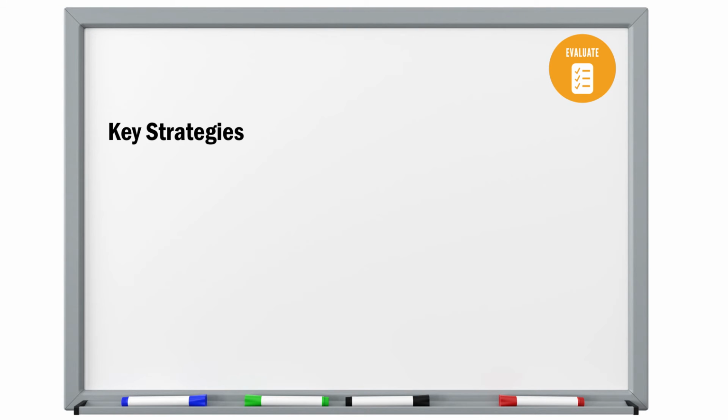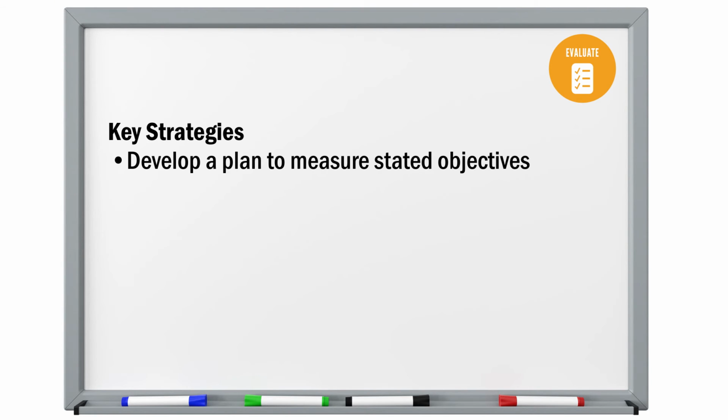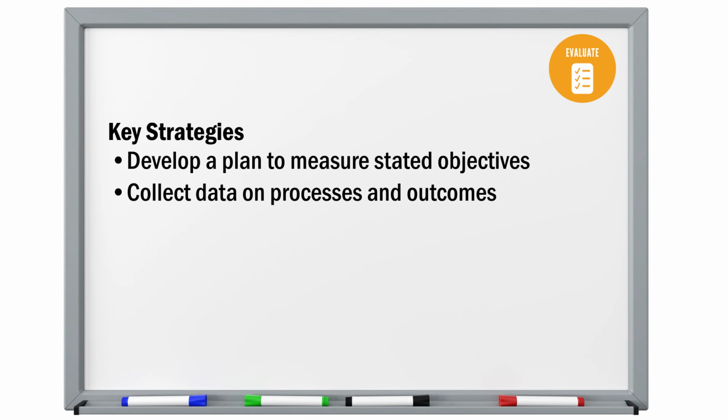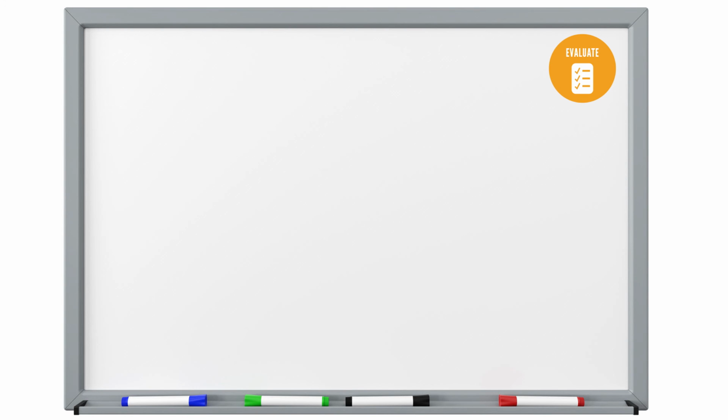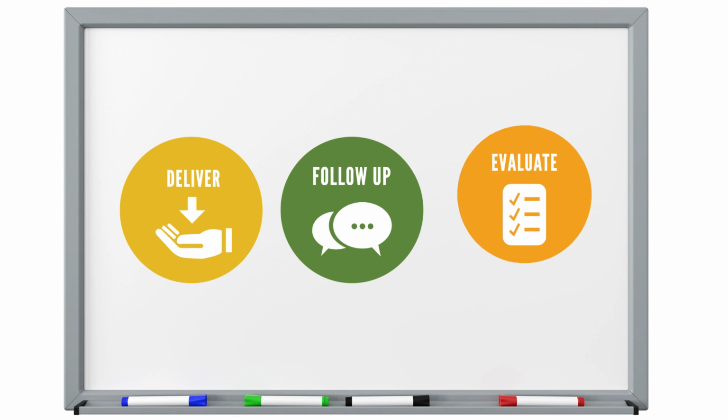Key strategies to implement during the evaluation phase include: develop a plan to measure your stated objectives, collect data on processes and outcomes, and identify or create instruments to collect evaluation data. As we wrap up our discussion of the 6 PD practices, let's review the deliver, follow up, and evaluate practices.